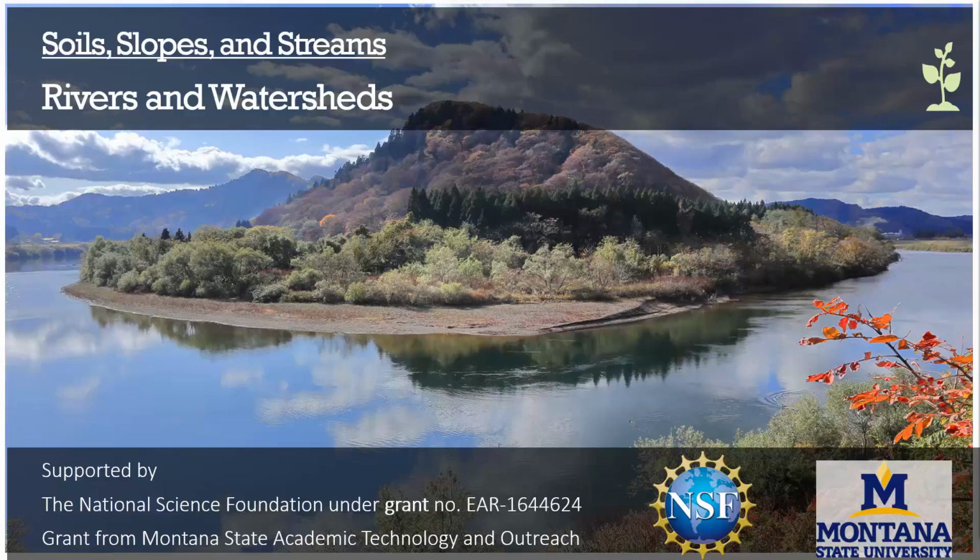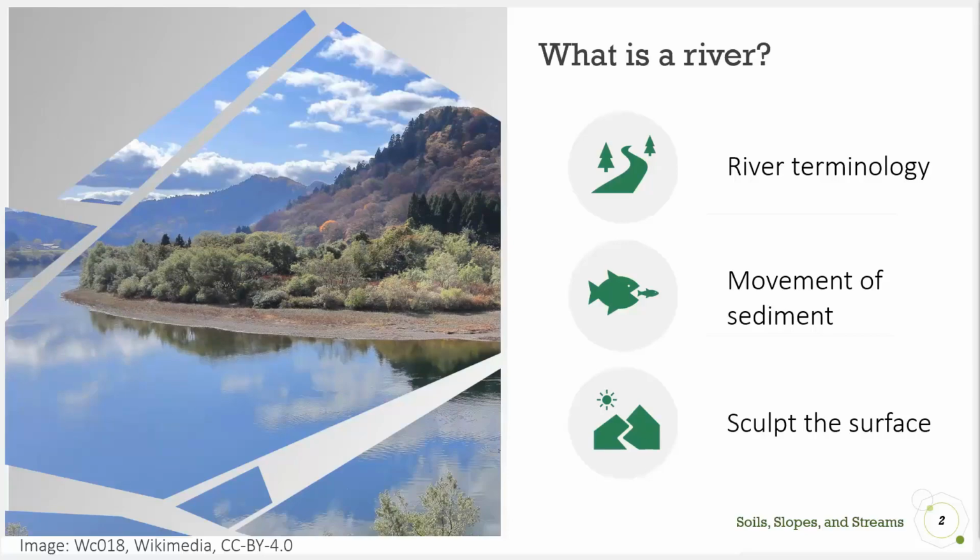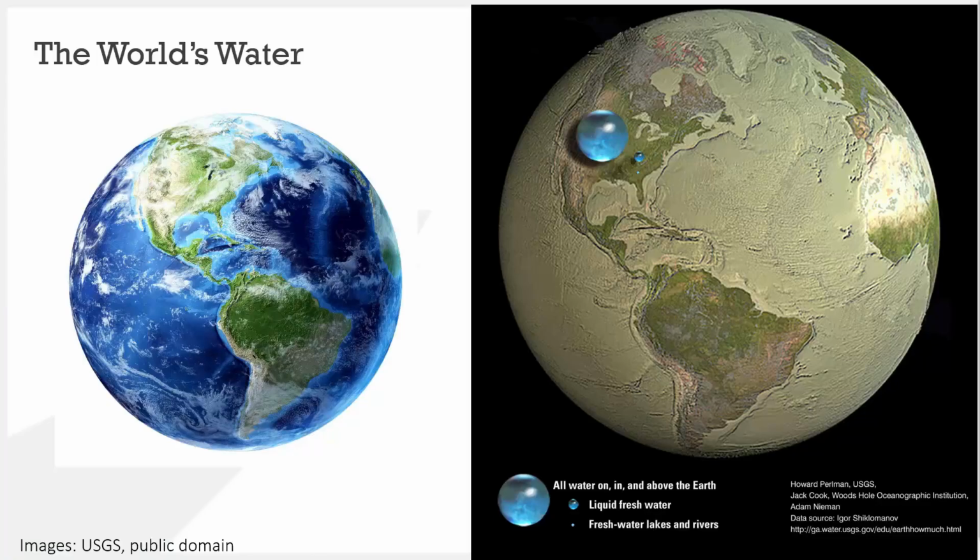In this mini lecture of the Soil, Slopes, and Stream series, we'll talk about rivers and watersheds, and we'll address the question of what is a river. In the next few lectures, we'll talk about river form, function, and services. This first mini talk is an overview of river processes, and we'll get on the same page with respect to terminology. To understand rivers, you first have to start at the start and understand where we find water.